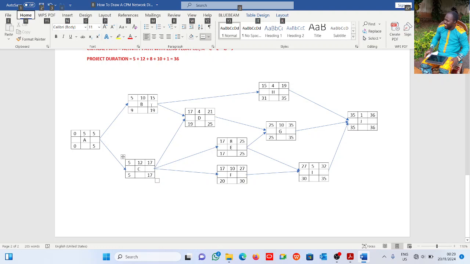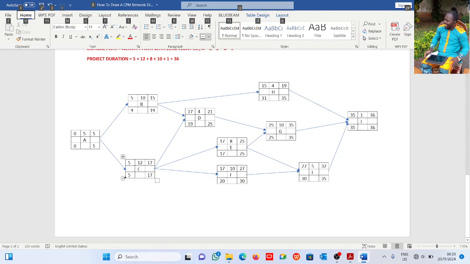Now activity B has H and also D. So I have 31 here, then I have 19. 19 goes because it is the lower value. 19 minus 10 gives me 9. So I have activity B and C. It's 17 minus 12, that gives us 5. And here 19 minus 10, that gives us 9. So 9 here is the late start and 5 here is the late start.